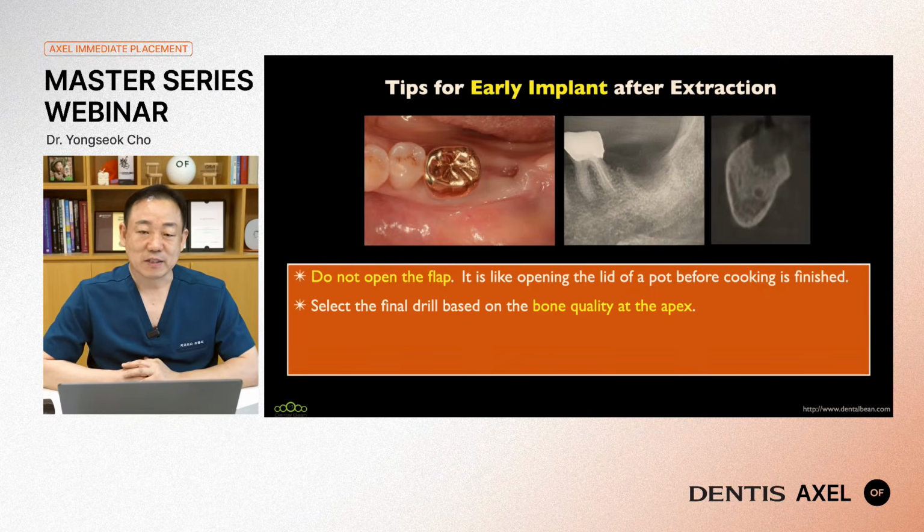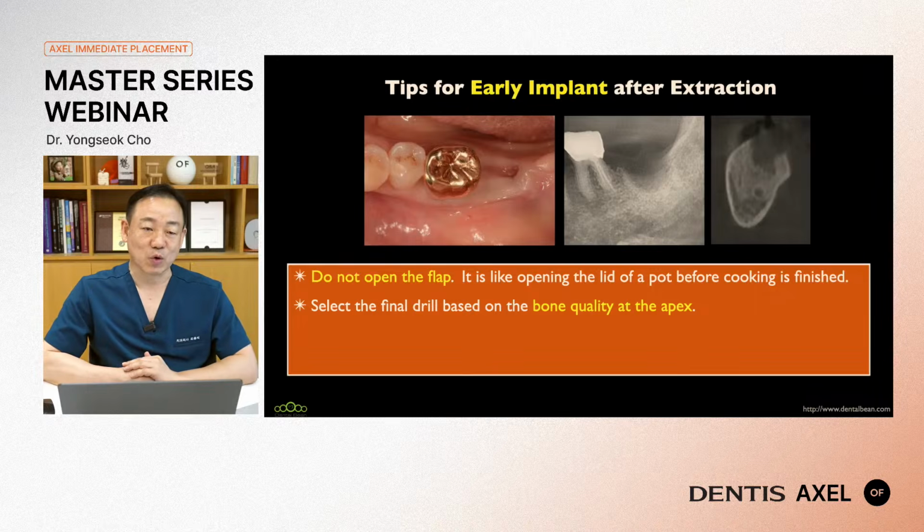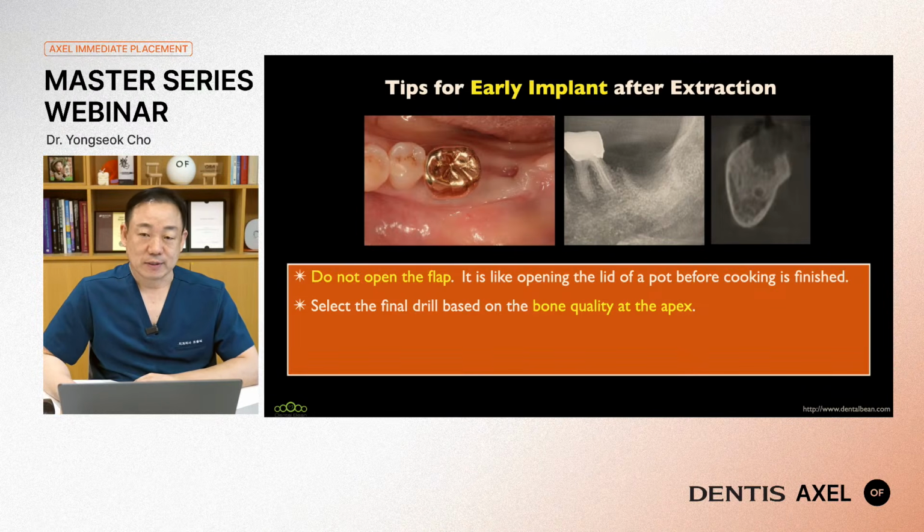Select the final drill based on the bone quality at the apex. In many early cases, the coronal portion bone is very weak. However, the apical portion is normal or hard bone. So, to prep the osteotomy, consider the density of the apical bone. And this is very important.